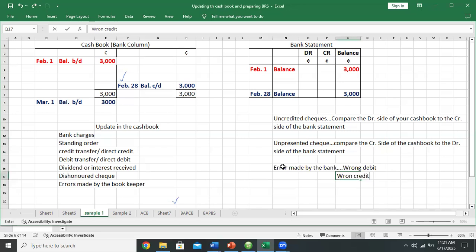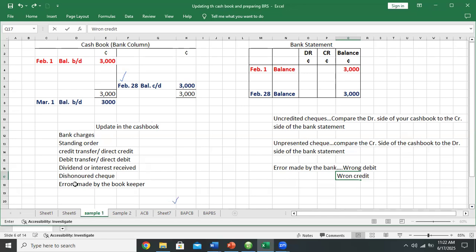So you see that I have separated the causes, 10 of them, but 7 here and 3 here, right? The 3 here are what we adjust on the bank reconciliation statement. And then the 7 here, we adjust them in the cash book. Professors, note this again. These 1, 2, 3, 4, 5, 6, 7: bank charges, standing order, credit transfer, debit transfer, dividend, dishonored check, and errors made by the bookkeeper, we adjust them in the cash book.